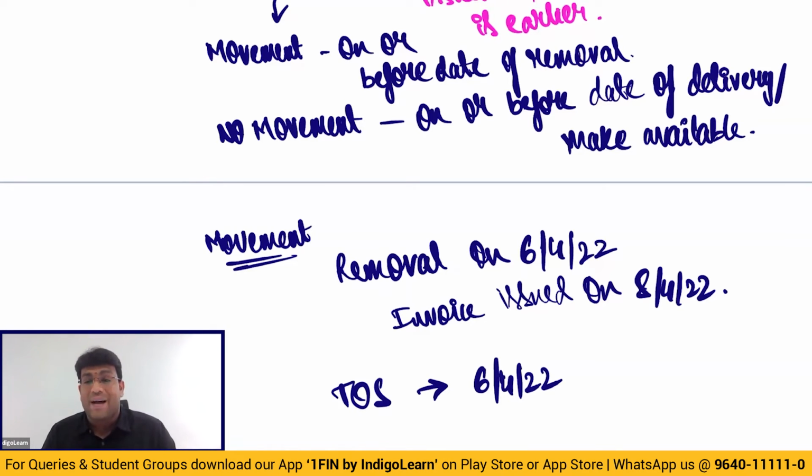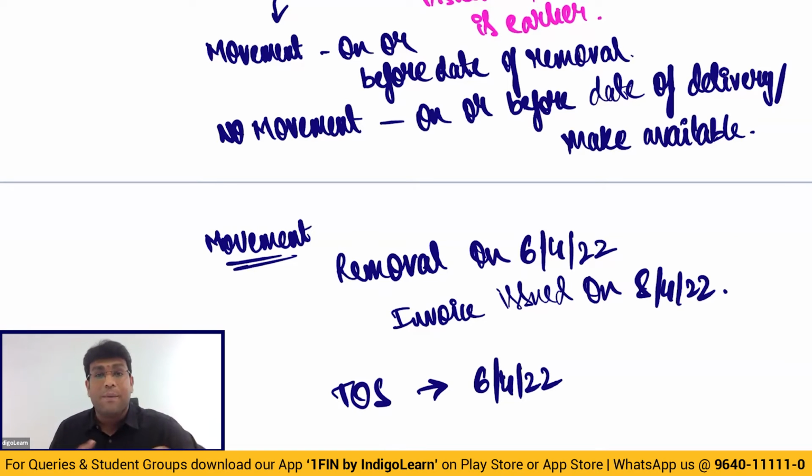So if I have to give an example of a case where there is no movement of goods, let us say I am selling furniture to you and I am not moving the furniture to your place, but you actually came to my office and occupied the furniture. So there is no physical movement of furniture. In that case, we will see on or before the date of delivery or when it is made available to the recipient. I'm sure your doubt is answered, my dear friend.